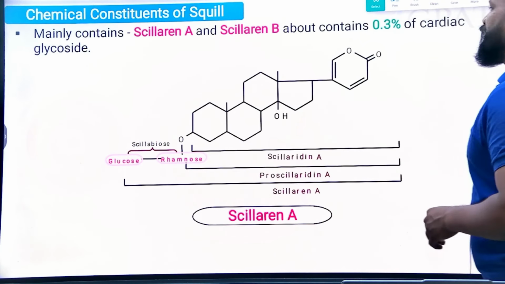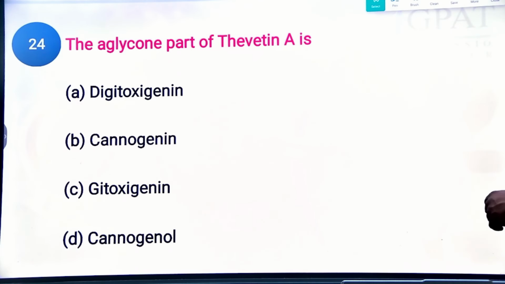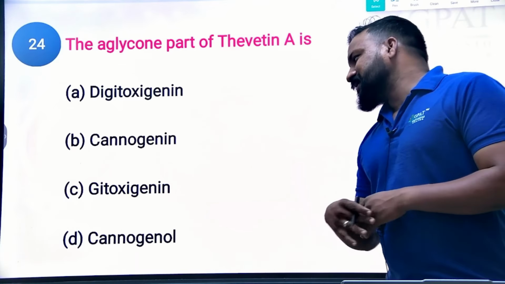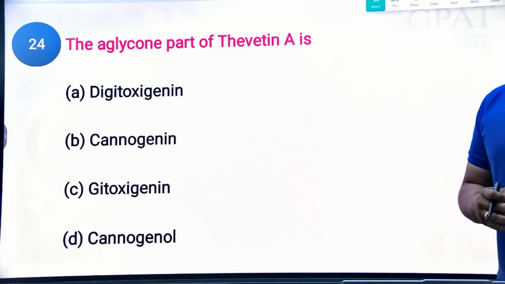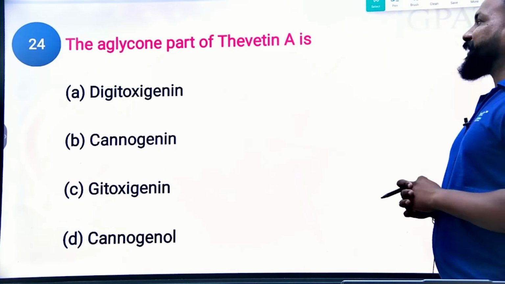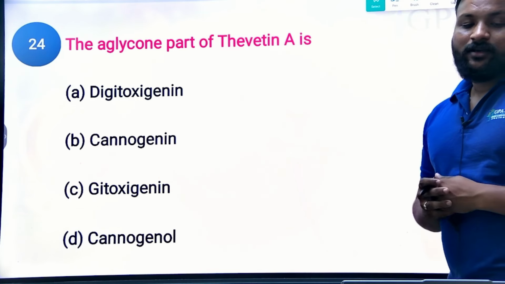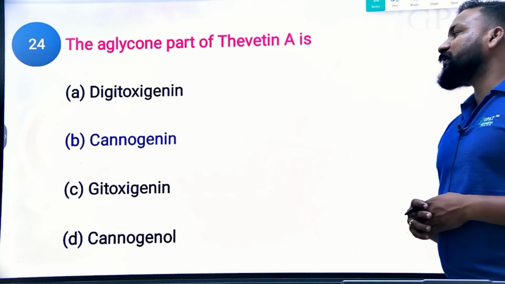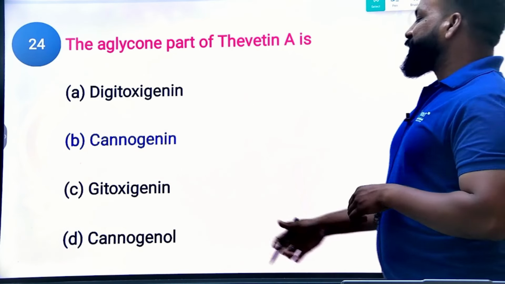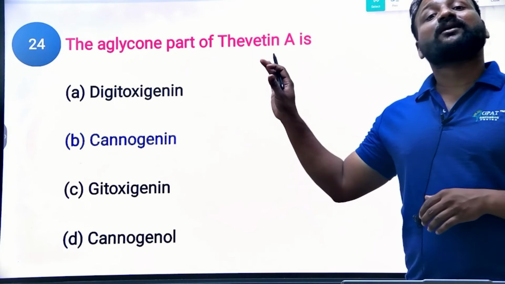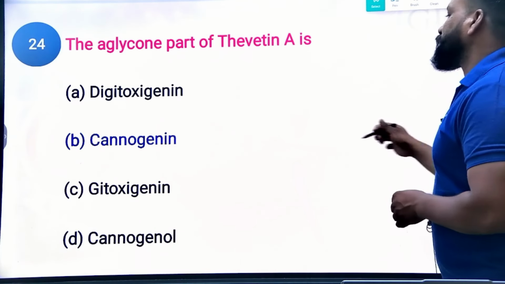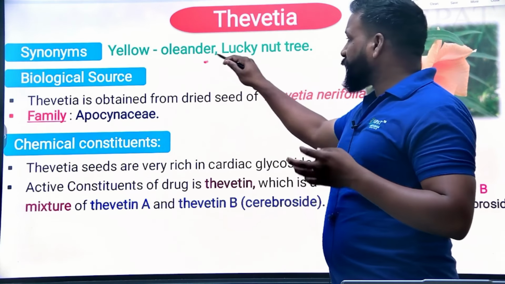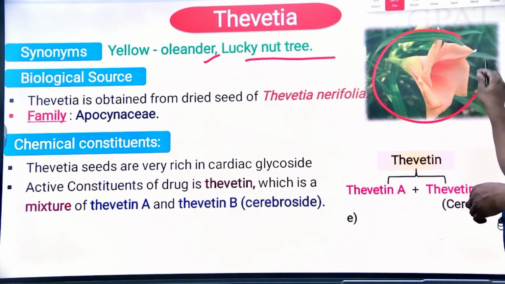Squill. Next, the aglycone part of thevetin A is desoxygenin, canarigenin, digitoxigenin, or cannogenol. What is the right answer? Come on, dear students, post it. The right answer will be canarigenin, because digitoxigenin and desoxygenin are both for the digitalis. Yes, it is known as yellow oleander. Very important: lucky nut tree. Yellow oleander and lucky nut tree.